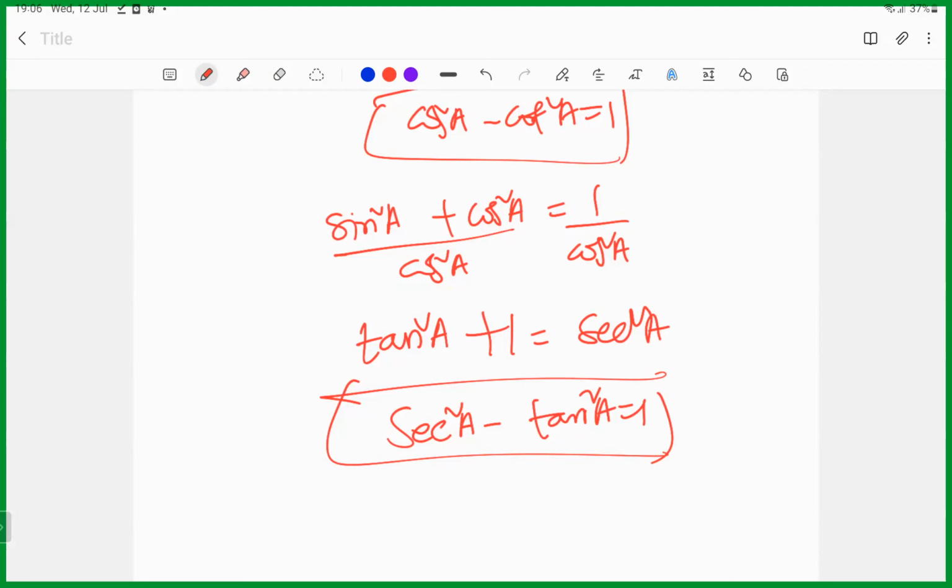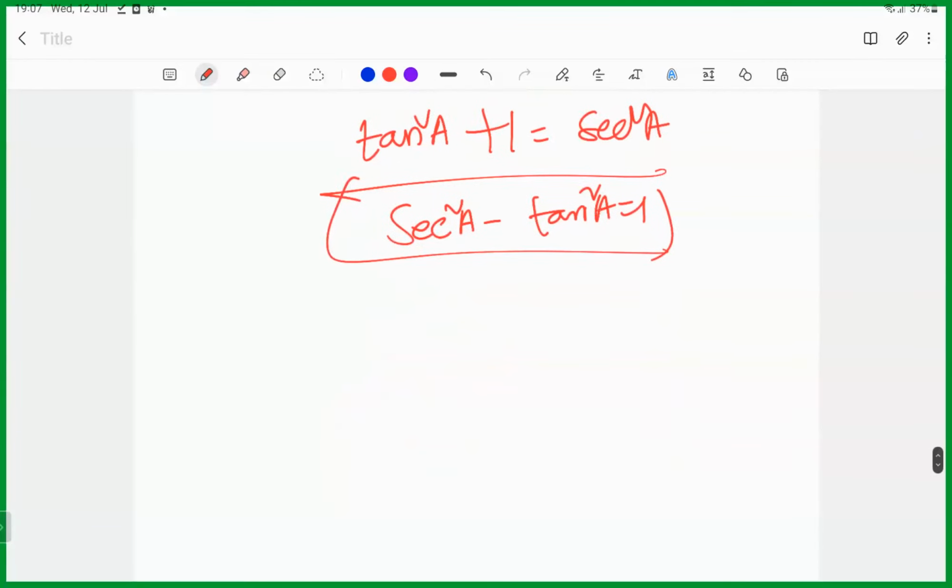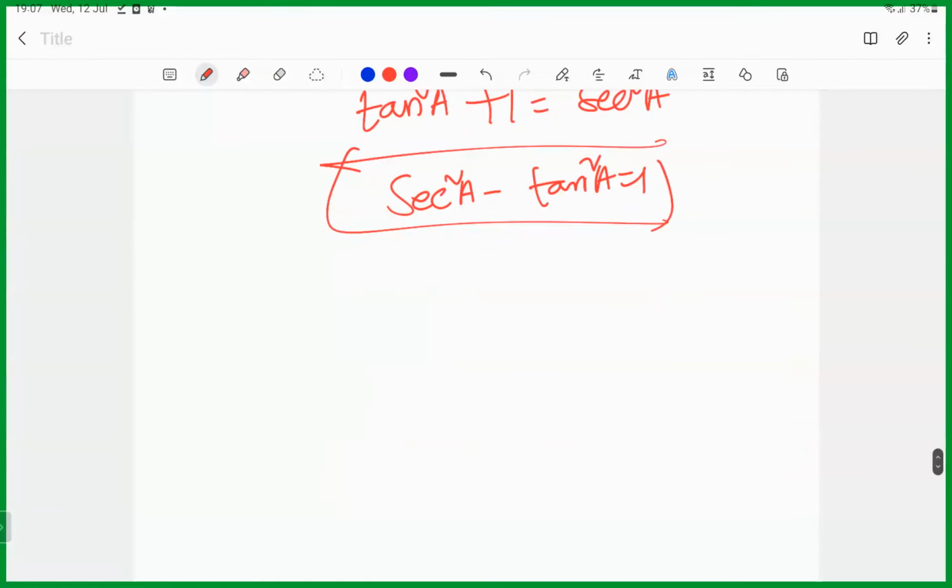Cos square a will be 1 by secant square a. Secant square a will be 1 by cos square a. So if x equal to 1 by y, y will be 1 by x. That's valid. Okay, good question. X equal to 1 by y, then y equal to 1 by x. So these are some identities. Secant square minus tan square will be 1.